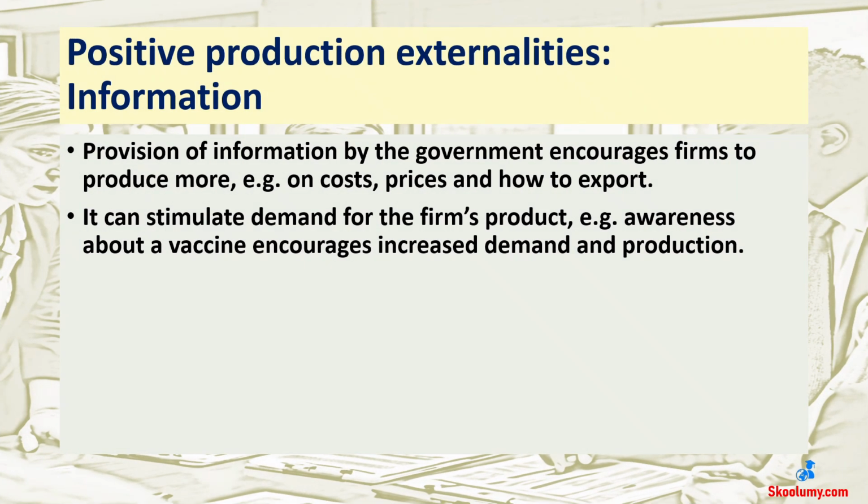Information provision. The government can provide information on costs, prices, and how to export. This encourages firms to produce more. The government can create awareness about the firm's product to stimulate demand.